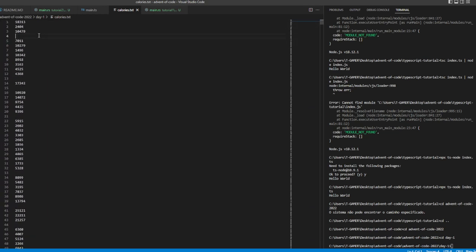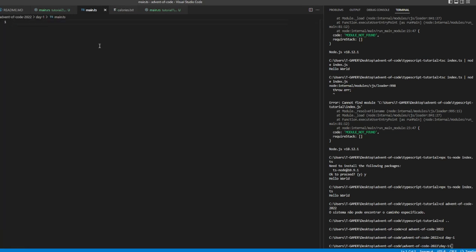So the first thing we have to do is to start counting those calories. I will also be using Copilot to help me. I think the challenge will be way easier.